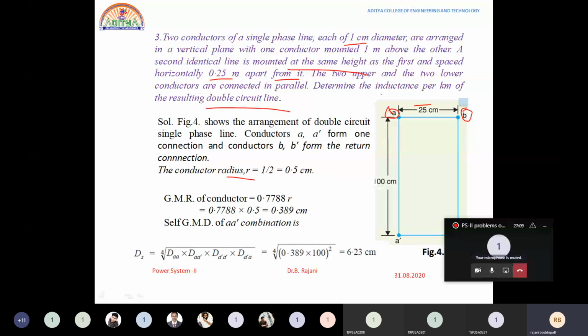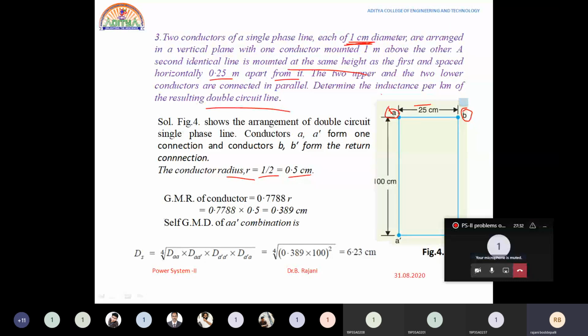If that is changed, over here it is 1 by 2. So the diameter is given over here. What is the diameter given? The diameter given is 1 centimeter. 1 by 2 of it is 0.5 centimeters, so the radius would be 0.5 centimeters. Now you have to find the self GMD and mutual GMD.